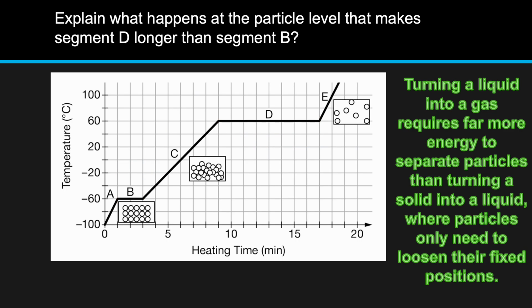So here's an example response to this question. When we are turning a liquid into a gas, which is our heat of vaporization, we actually have to separate the particles from each other. So that's going to take a lot more energy than when we are just taking our solid and breaking that crystal structure. So they're still around each other. They're just not in that solidified crystal lattice anymore.